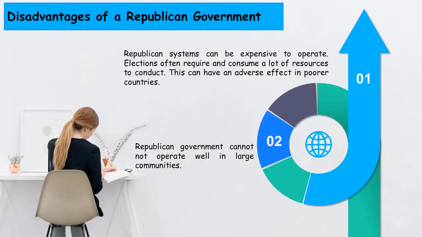Disadvantages of a Republican government. The following are some of the disadvantages of a Republican government. First, the Republican system can be expensive to operate. Elections often require and consume a lot of resources to conduct. This can have an adverse effect on poorer countries. Second, Republican government cannot operate well in large communities.